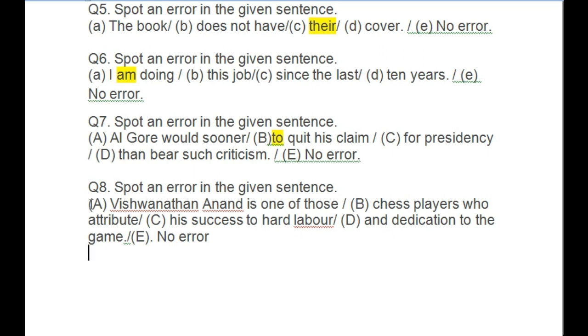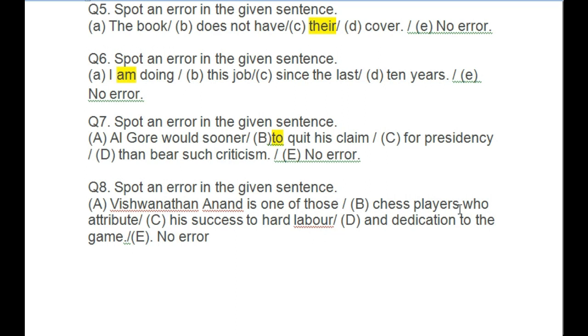Now the next is: "Vishwanathan Anand is one of those chess players who attribute his success to hard labor and dedication to the game." The sentence again has an error. Whenever we have a long sentence, the error could be with modifiers or parallelism. So first you have to check modifiers and parallelism, then pronoun cases. Vishwanath Anand is one of those chess players. This is correct here. This relative pronoun "who" is used for chess players, not for Vishwanath Anand.